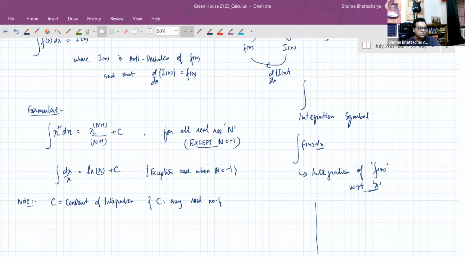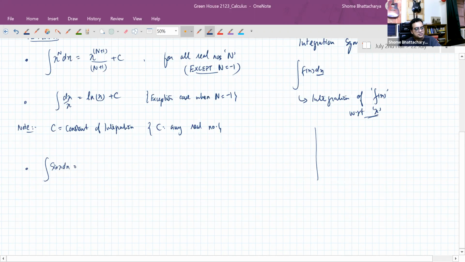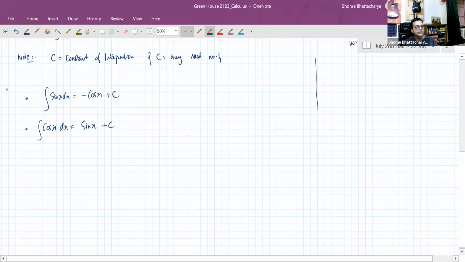Okay, good, very good. Now let's look at some more formulae. We had seen the two basic trigonometric ones. Along with these two formulae, we had also seen that the integration of sine x is given by minus cos x, because the differentiation of cos x is minus sine x. So the integration of sine x becomes minus cos x. And we had seen the integration of cos x is sine x. Now today we'll see the rest of the 4 trigonometric ones also.